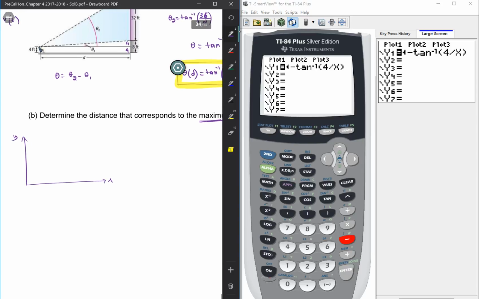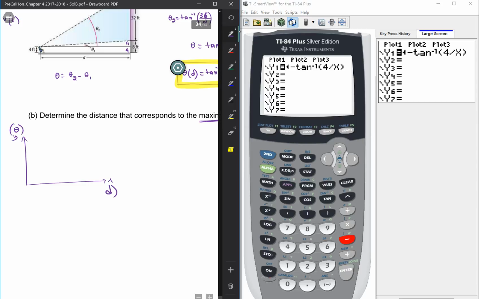So is the theta the variable that corresponds to the y or the x? Is that the independent or the dependent? Theta is your dependent, so it's your y coordinate. So in this case, here's my theta, and this is my d. So d is like our x, it's our independent variable, because the distance changes, and based on the distance I am away from the movie screen, the viewing angle will change.